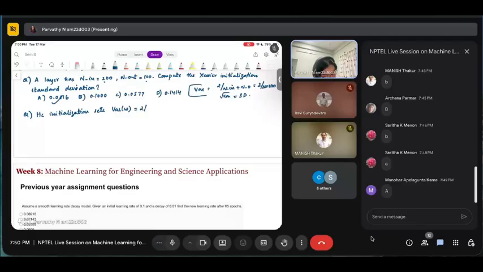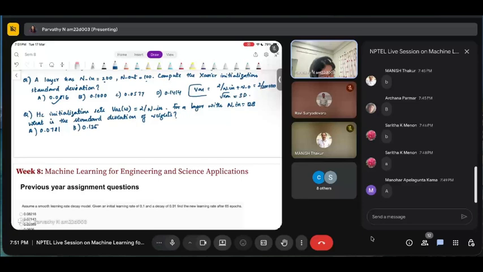Okay. So for a layer with number of input equal to 128, what is the standard deviation of weights? 0.0781, 0.1250, 0.0156, 0.0625.